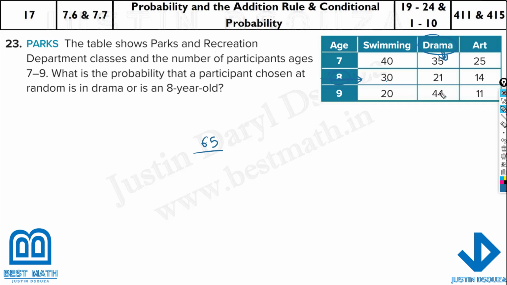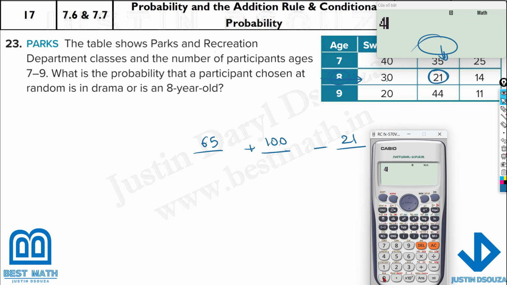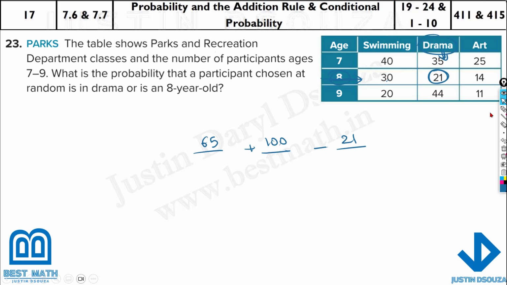And over here we have 30, 50, 90, 100 plus 100 in drama, minus the common ones. These are the common ones who are 8 years old and go to drama. So you just have to divide by the sum of all these numbers, and then you just put it in the calculator. Here we have 40 plus 35 plus 25 plus 30 plus 21 plus 14 added to 20, 44, and the last one is 11. So it's 240 of them.